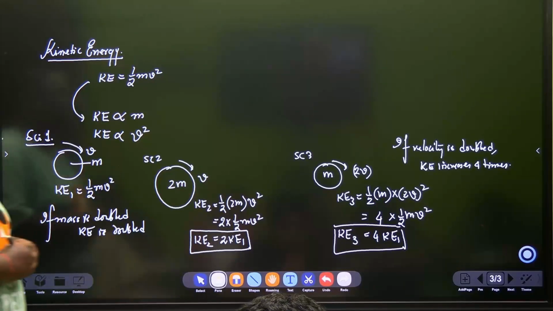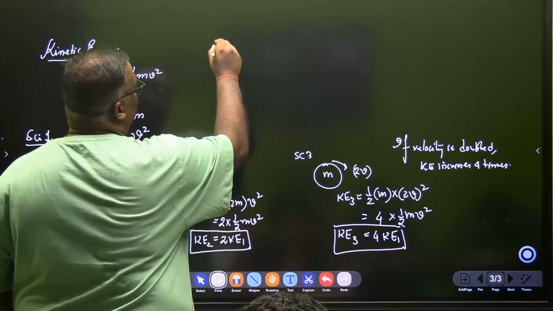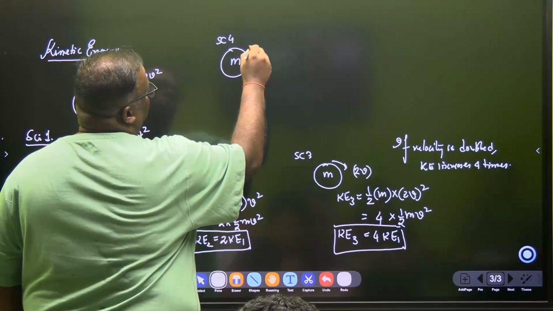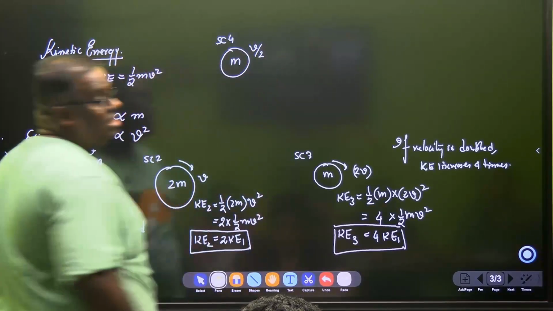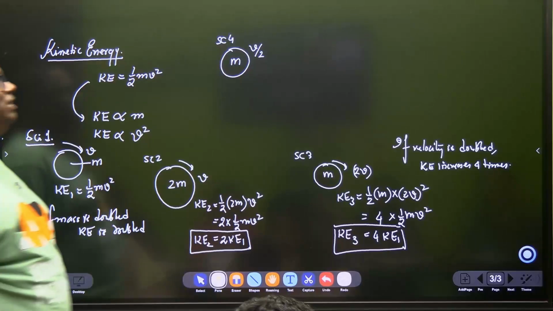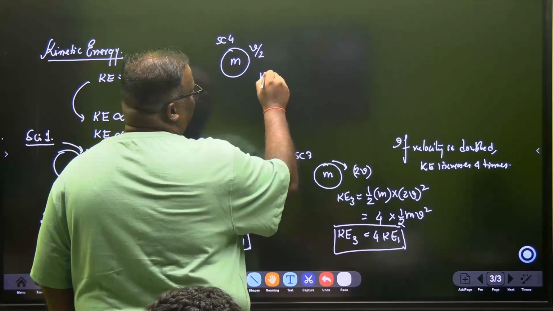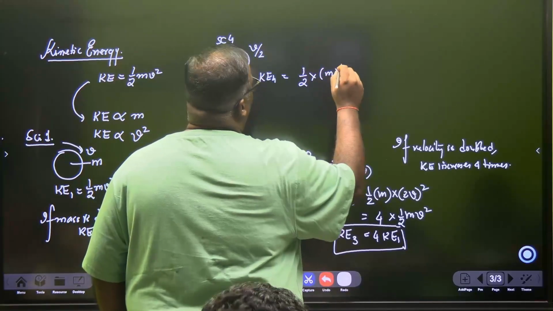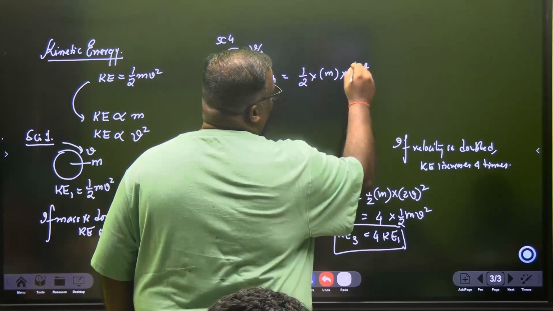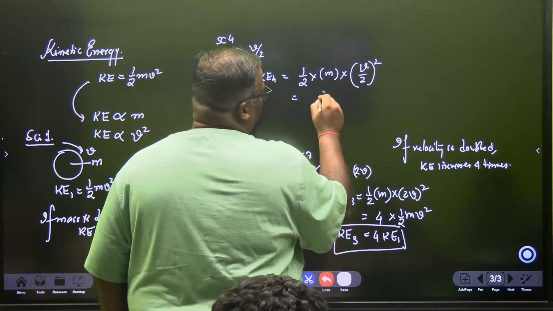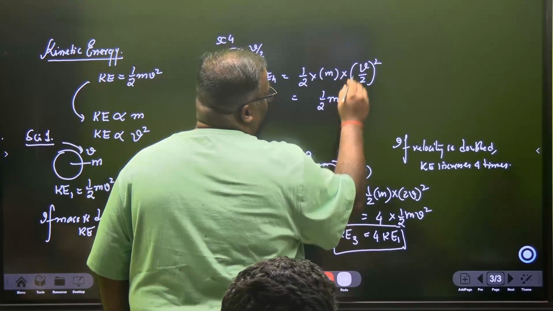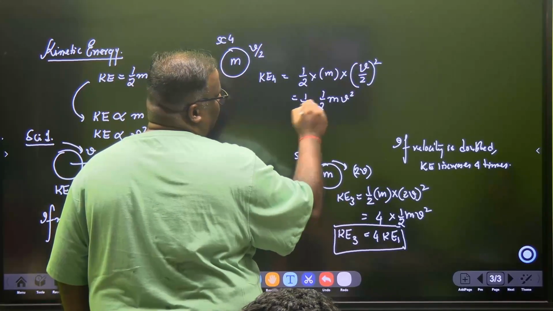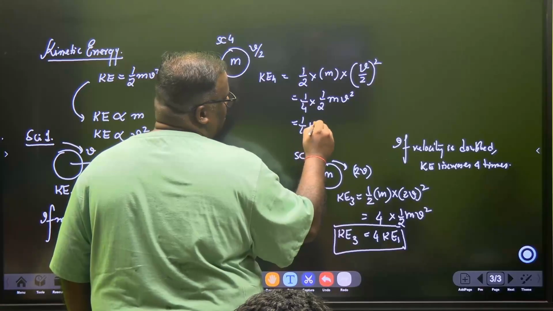Acha, if somebody wants to take a little bit of a swath of you, then a scenario 4 can be created where the mass is m, but the velocity is halved. So let's see what happens in this case. Ke4 will be equal to half into m into v by 2 whole square. So I will retain my half, my m, v square, and 1 by 2 whole square is how much? 1 by 4. So this is 1 by 4 times Ke1.